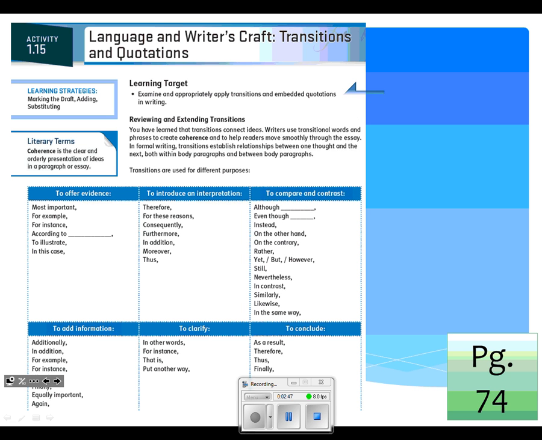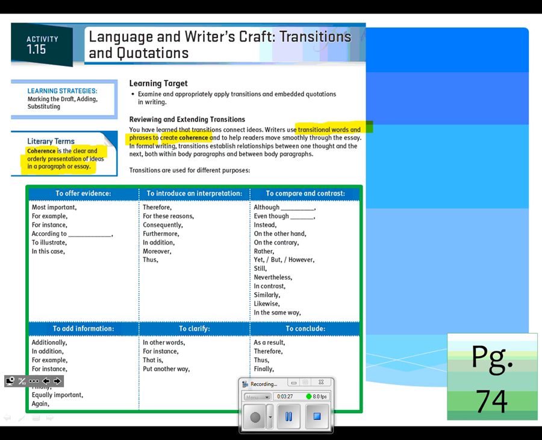First thing I'm going to have you do is go ahead and highlight that literary terms box with coherence. Now, coherence has this really fancy jargon to explain what it means. But coherence, truthfully, is just the flow of a paragraph or the flow of an entire essay. And in that first subtitle of this activity, where it says reviewing and extending transitions, it lets you know that coherence happens as a result of transitional words and phrases. The only way that we can make flow really occur in our writing is by utilizing transitions. Without them, our writing can be kind of herky-jerky.